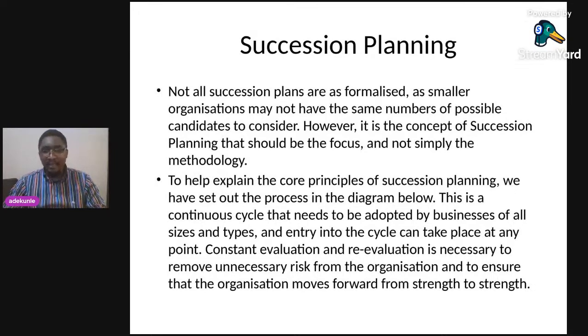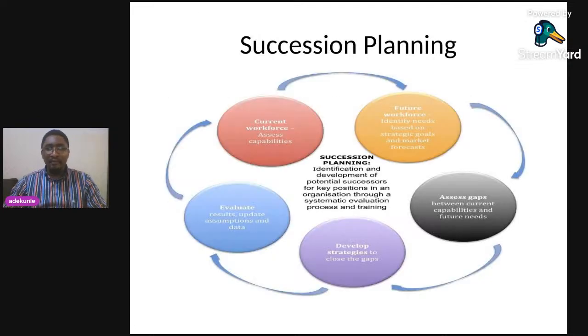Not all succession plans are as formalized. Some are smaller. People come and go in the organization, and of course, people retire, and of course, they need to be planned. So to explain the corporate succession planning, we have to set out the process in a diagram that will show you in the next page how succession planning will look like. Now, this diagram gives a full detailed plan on how an organization can carry out succession planning, because you look at your future workforce, you analyze that.